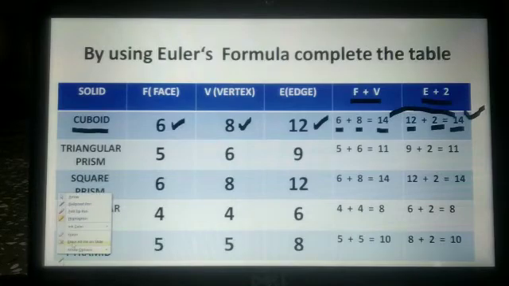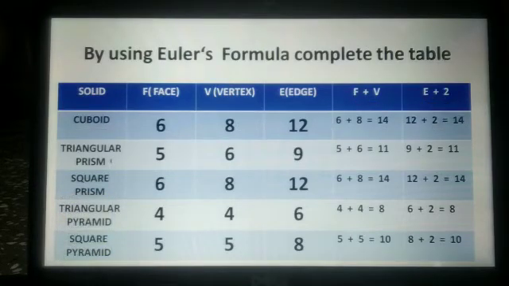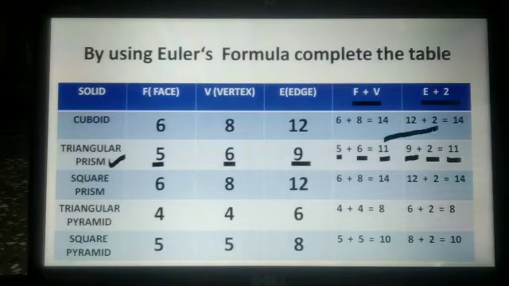Now next solid, it is triangular prism. Here F is 5, V 6 and E 9. So we will calculate F plus V, that is 5 plus 6 is equal to 11. Now E plus 2, 9 plus 2 is equal to 11. Here Euler formula is verified for triangular prism.